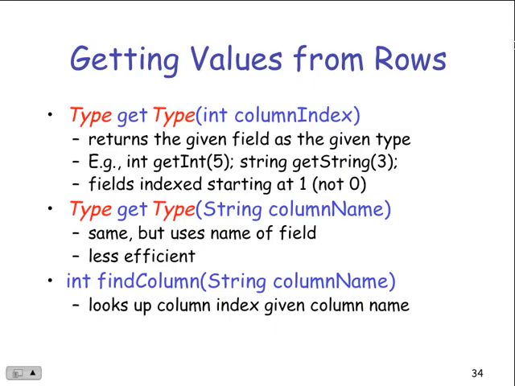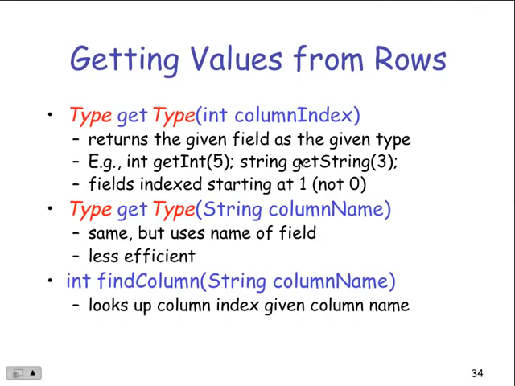So, getting values from rows. You can use get with a data type. So you can give an integer column index, and it returns the given field at a given type. Examples here: integer, getInt(5), the fifth item. It's an integer, so you're going to get an integer. The data type is going to be an int. String, getString(3). So field indexes start at 1, not 0.